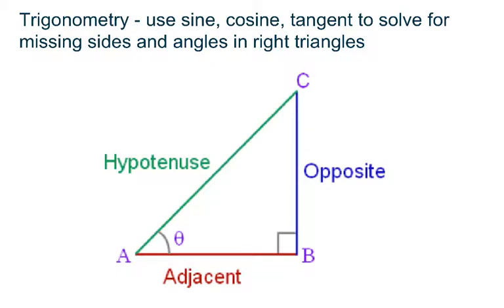Trigonometry is just the study of how angles and side measures relate to each other. When we talk about trigonometry, like in Math 2, that's just using sine, cosine, and tangent to solve for missing sides and angles in right triangles. Sometimes you'll hear this referred to as right triangle trig. The only time we're going to use this stuff that we're reviewing is when we have right triangles.